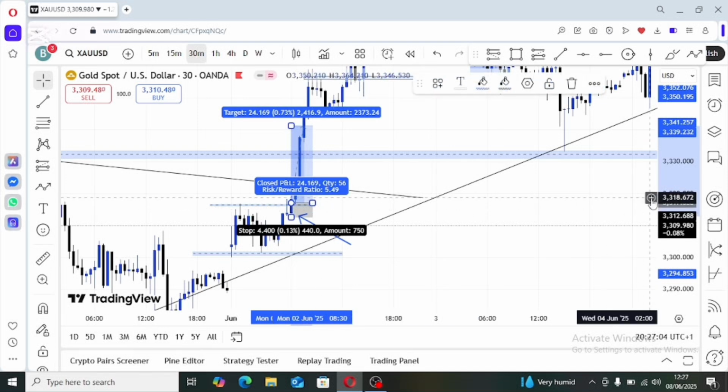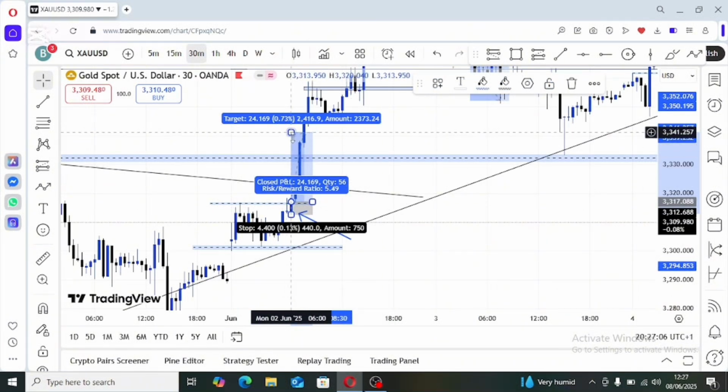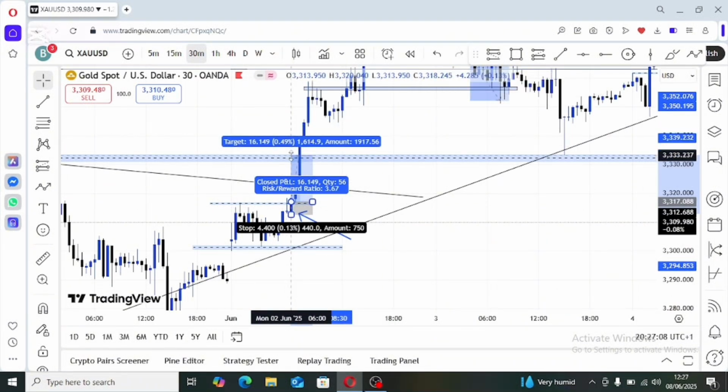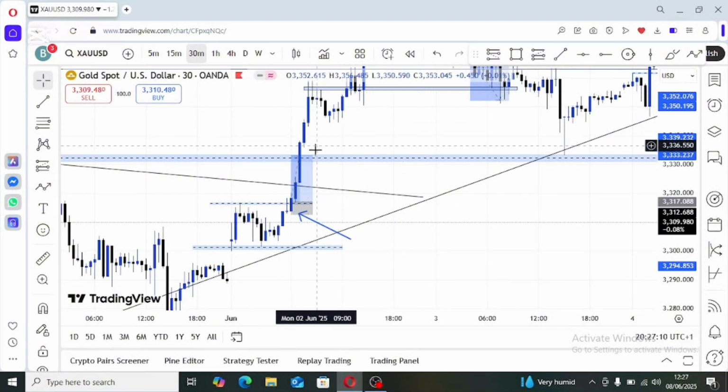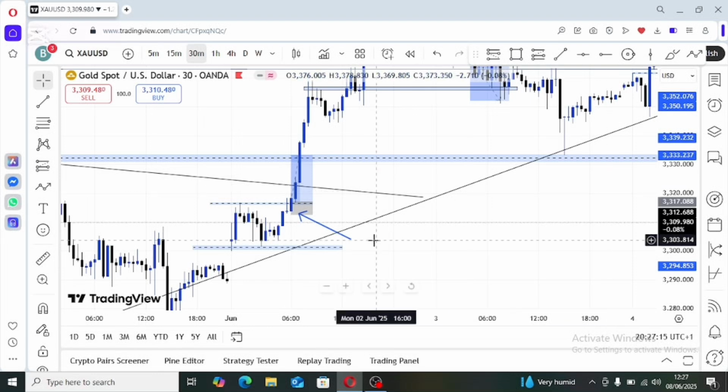So I just targeted under the candle. I just targeted the next zone. I didn't target much. The next zone, that was right here, because I wasn't expecting it to go this far. Again, I just targeted this zone here. That's to show you the power of this particular candle.